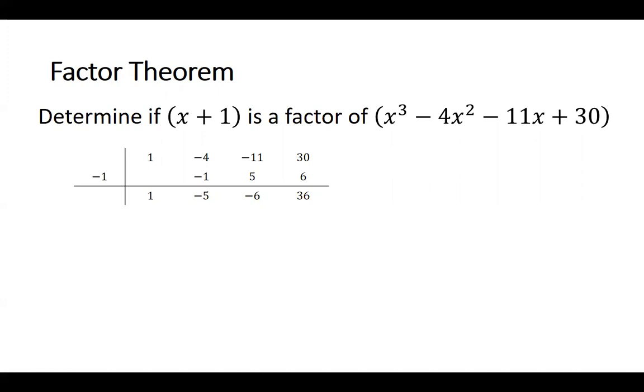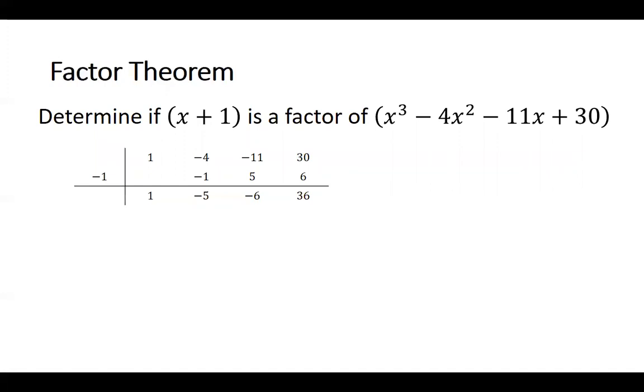1 comes down. 1 times negative 1 gives me negative 1. Negative 4 plus negative 1 gives me negative 5. Negative 5 times negative 1 gives me 5. Negative 11 plus 5 gives me negative 6. Negative 6 times negative 1 gives me 6. 30 plus 6 is 36.